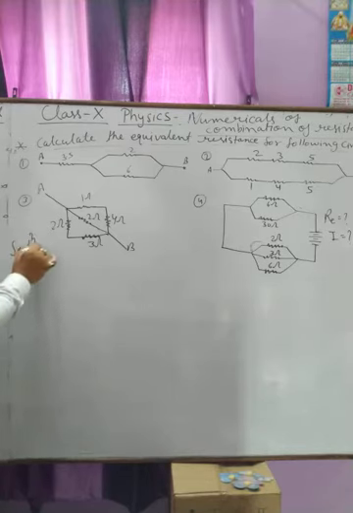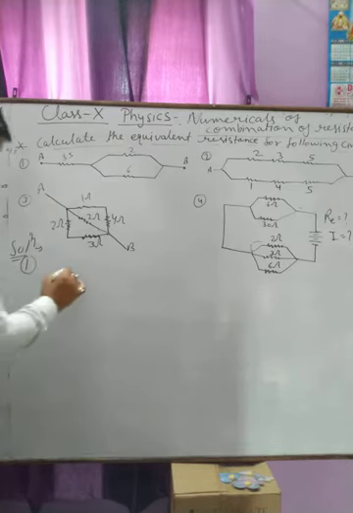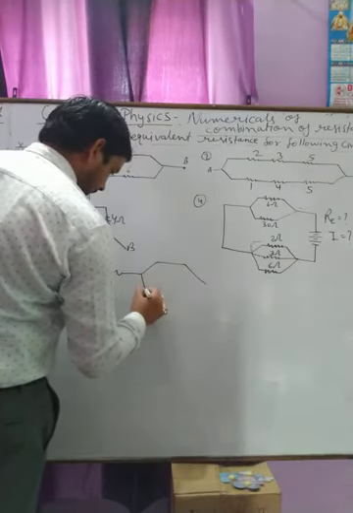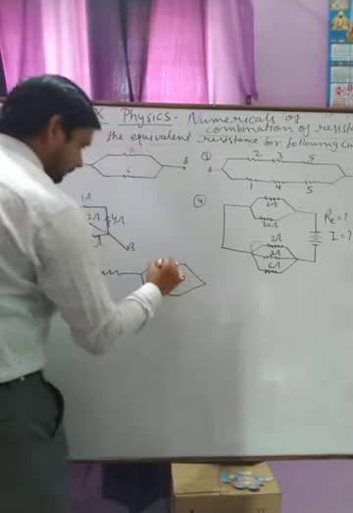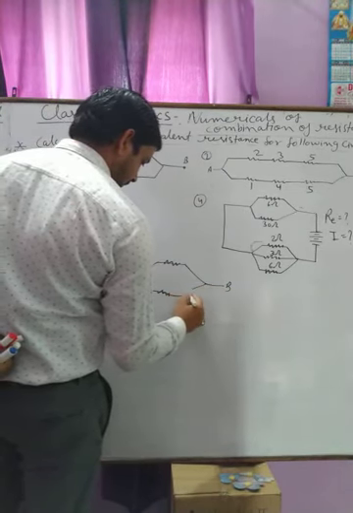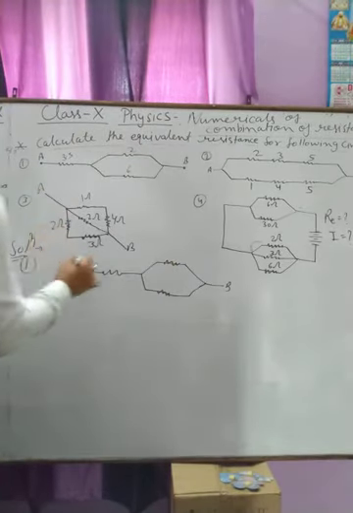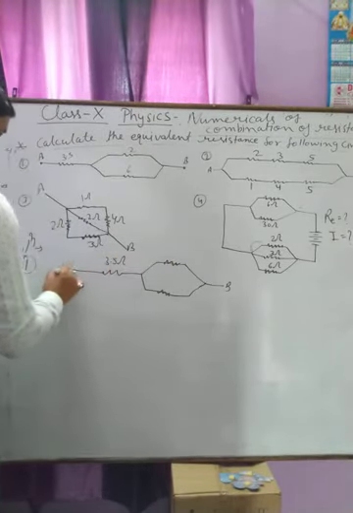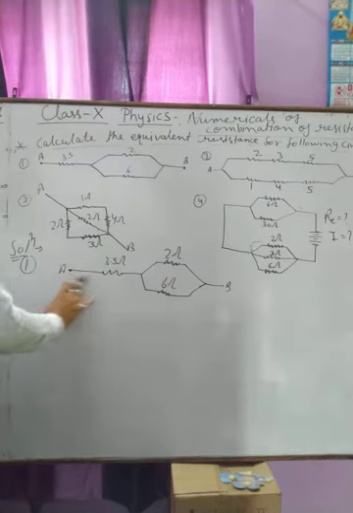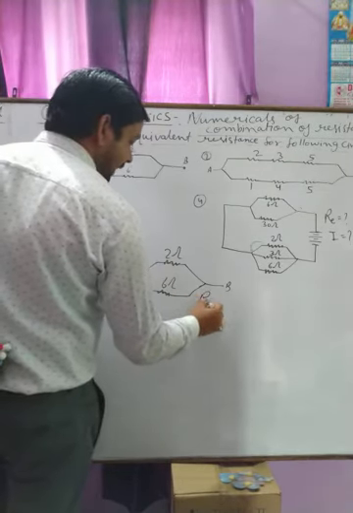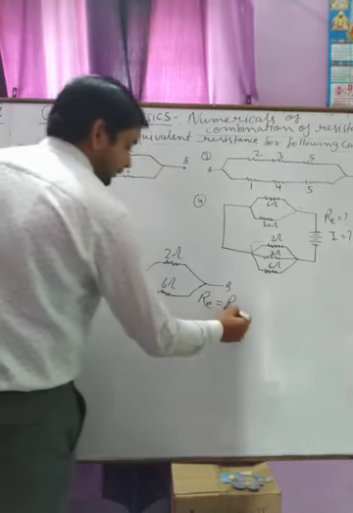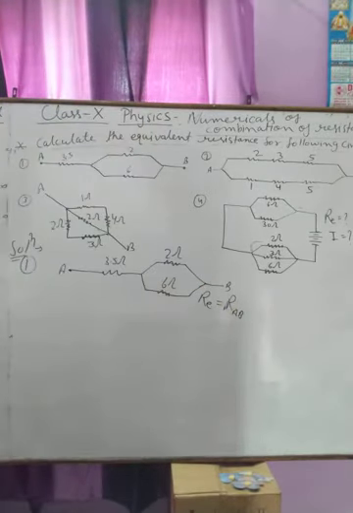Solution number 1. We have a circuit in which a 3.5 ohm resistance is connected, and a 2 ohm resistance and a 6 ohm resistance are connected between point A and B. We need to calculate the equivalent resistance R_E, or this can also be called R_AB. This is the equivalent resistance which we need to calculate.